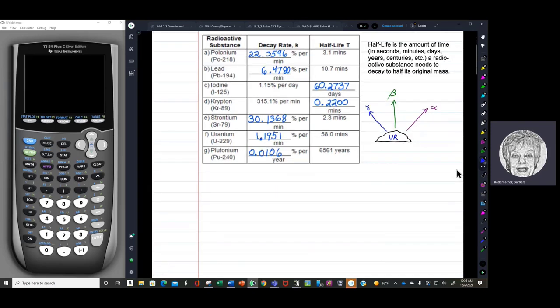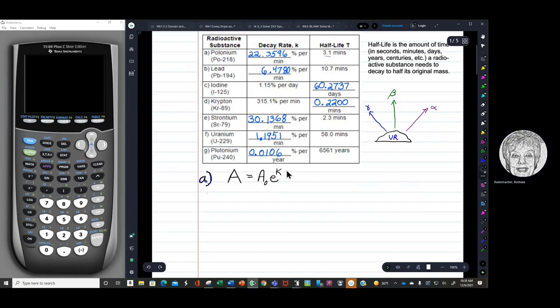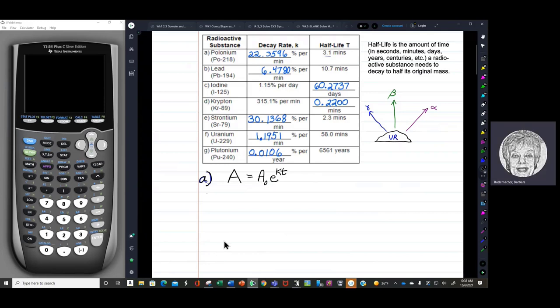So what we're going to do is, now in blue, these are the answers we're trying to find. So for polonium, we're given the half-life in minutes, and we're asked to find the decay rate. All right, so let's set this up. The general formula for radioactive growth and decay is the same formula, A equals A naught e to the kt. When you have exponential growth, k is a positive number. When you have exponential decay, k is a negative number. So for the problems we're doing today, instead of k being the growth rate, it's going to be the decay rate.